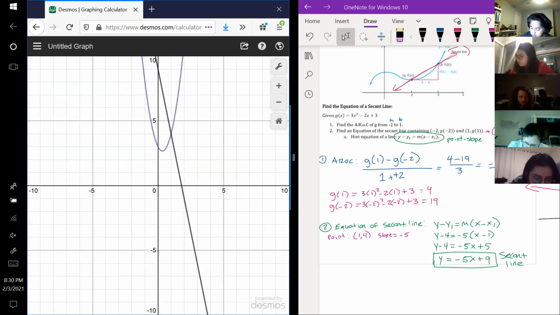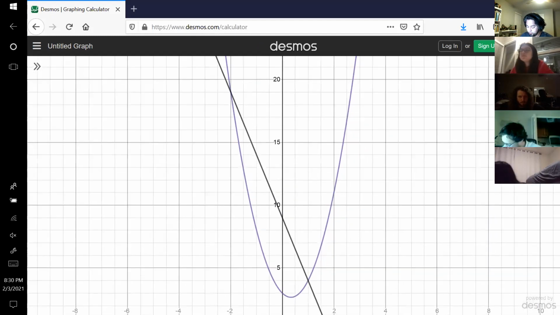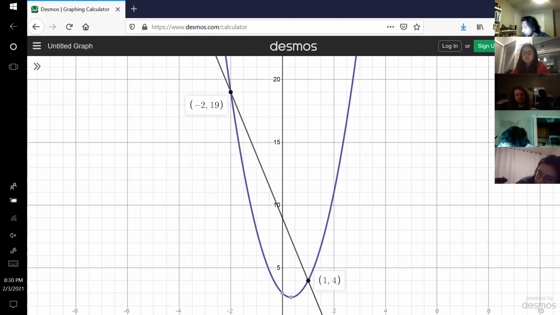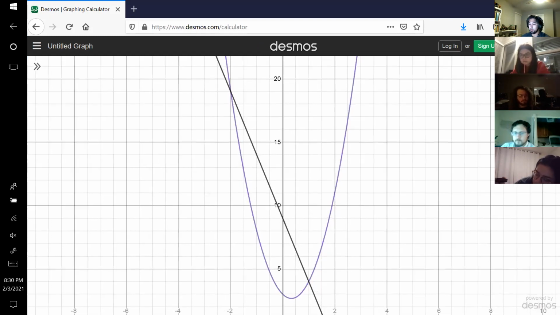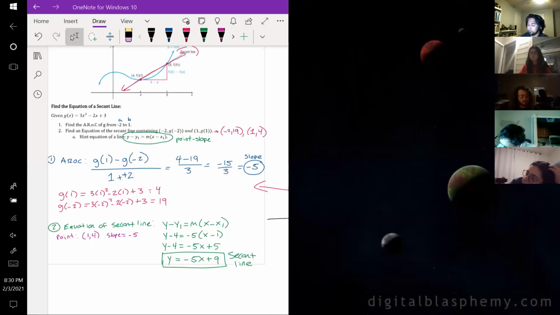And look at that. There's the points they gave us: negative 2, 19, and 1, 4. Here's the secant line that goes through both of those points. So we found the slope of that line, and then we found the equation of that line. So there you go. I couldn't get any prettier than that, right? So that's everything we found. That's the visual to what we have found using the average rate of change, or the slope formula, and the equation of a line.